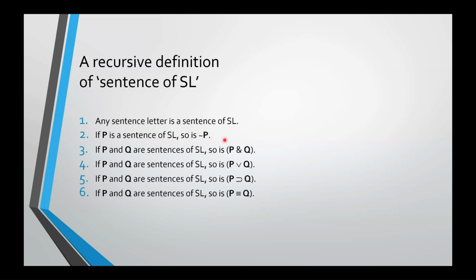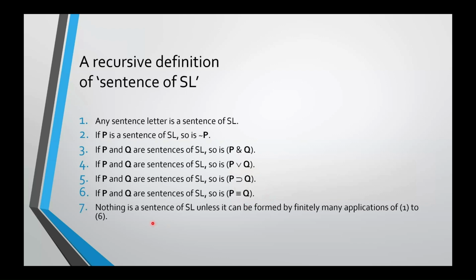Then we get into the inductive step, which here has 5 parts. So if P is a sentence of SL, then so is not P, or, more precisely, the result of putting a tilde in front of P. If P and Q are sentences of SL, then so is the sentence that results by putting an ampersand in between them and parentheses around. If they're sentences of SL, then so is the result of putting a wedge between them and parentheses around, and then same for the horseshoe, same for the triple bar. And last, we have the proviso.